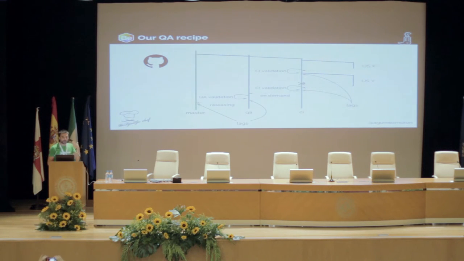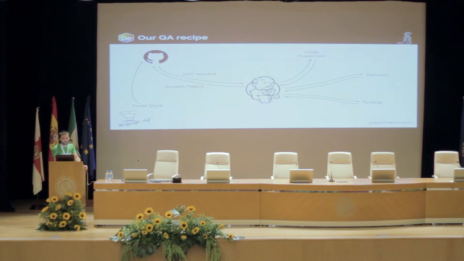So we have three steps, I forgot the word in English now, three firewalls to detect that we are delivering what we have to, and it's working as it should. This is the recipe. How we work is, I know that I'm a pain, but it's easy because our keys are easy. We have code style, we work with GitHub, we use pull requests, Jenkins, accept, reject them. We have code inspection, delivering, and testing.